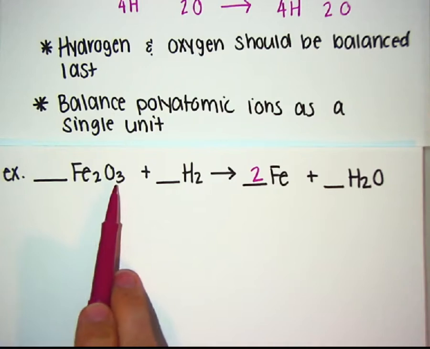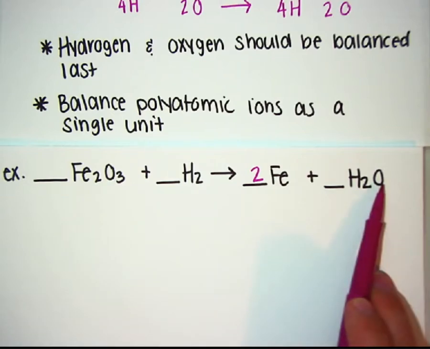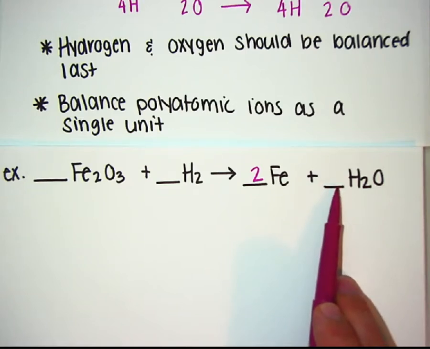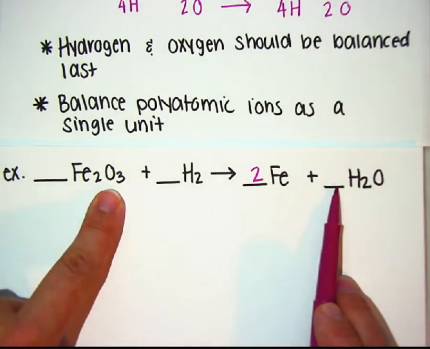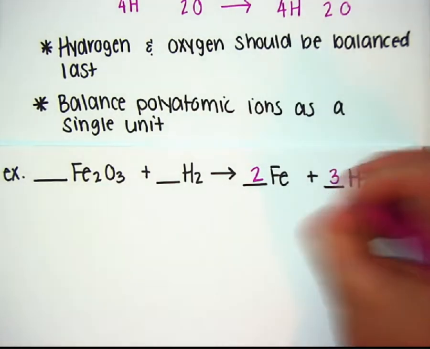Next, let's look at oxygen. I have 3 oxygens on the left side of the arrow, but only 1 oxygen here. The only way I can get in balance is by adding a coefficient before the formula. If I have 3 oxygens on the left, I need 3 oxygens on the right.